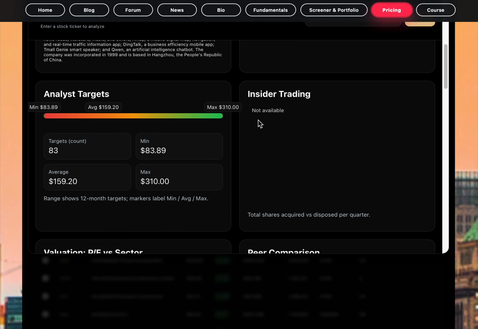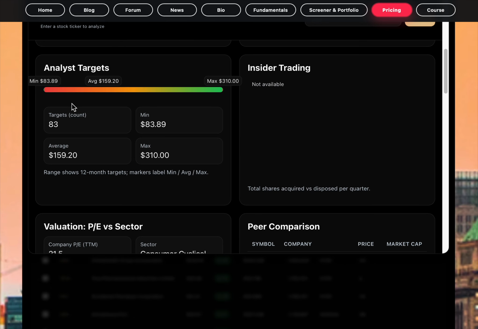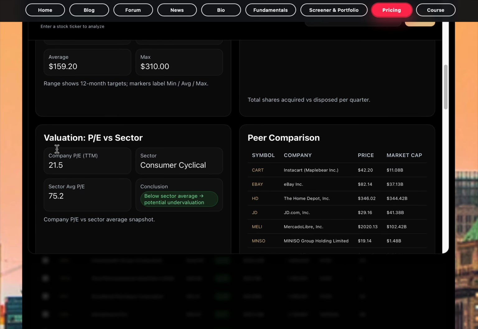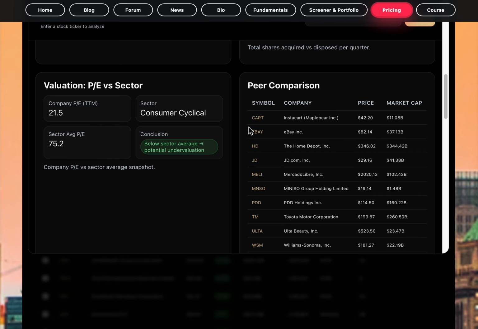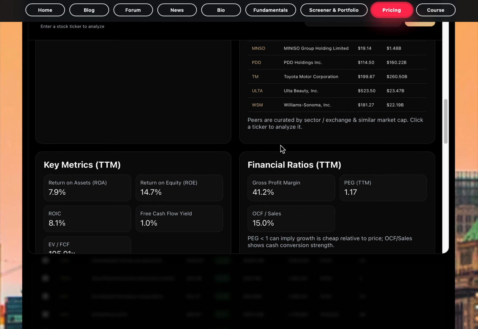Then you can see insider trading, no data available for this share, but you can see analyst price target. If you see the huge range between minimum and maximum price target, then the stock may be more volatile in the future because analysts are not sure. In this case, 83 analysts were calculating. The average price target is 159. You can see the closest peers of Alibaba company.